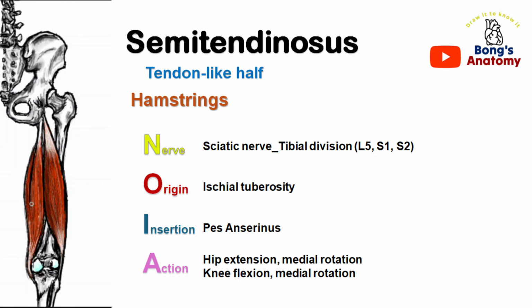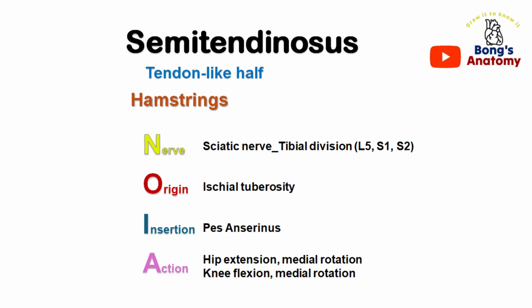Semitendinosus, same as semimembranosus, it is on the medial side. And this one is tendon-like. It has a long tendon that inserts into the pes anserinus. Originates from the ischial tuberosity. Action would be hip extension, medial rotation, knee flexion, medial rotation, same as semimembranosus.